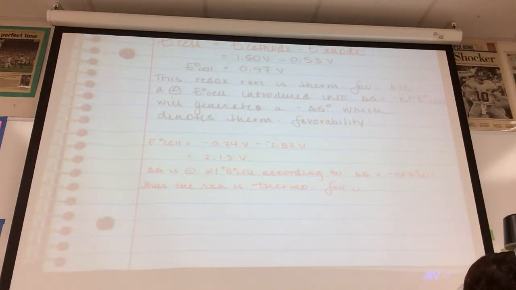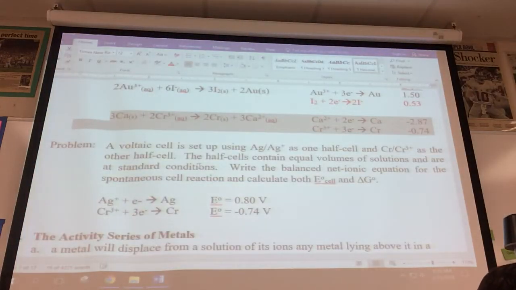The other problem is equally as easy, but you've got to remember one key thing about voltaic cells. So in the next problem, it says a voltaic cell is set up using silver, and silver ion is one half cell, and chromium 3 ion is the other half cell. The half cells contain equal volumes of solutions and are standard conditions. Write the balanced net ionic equation for the spontaneous cell reaction and calculate both E cell and delta G.